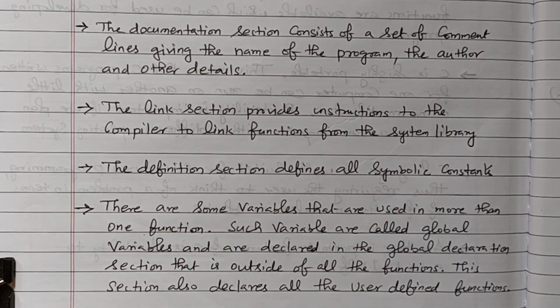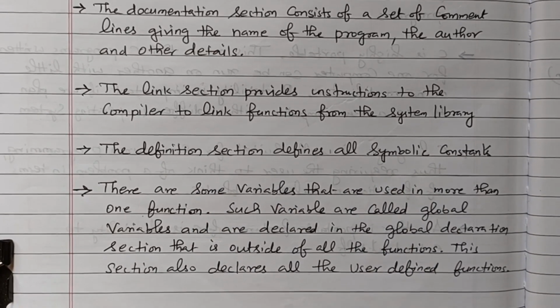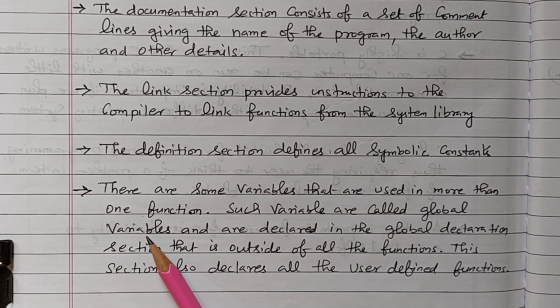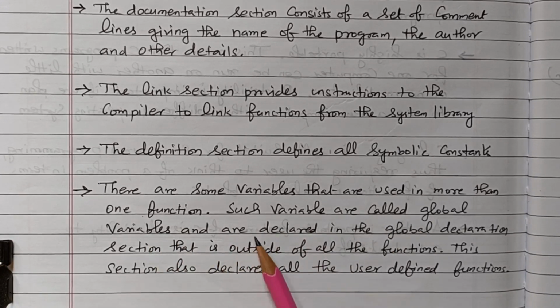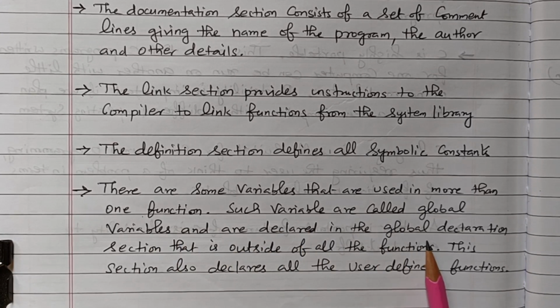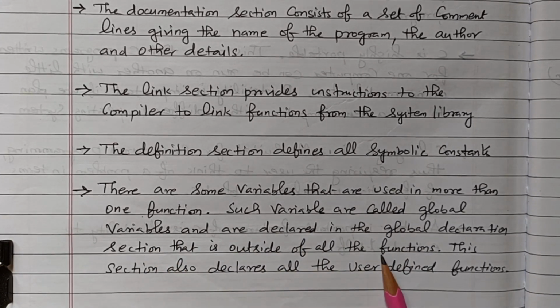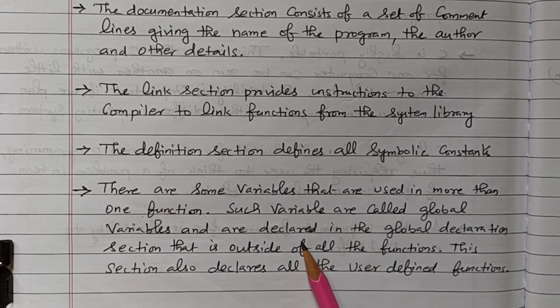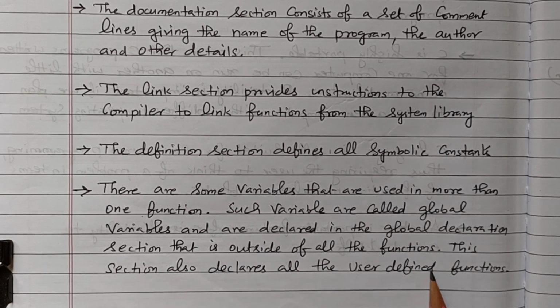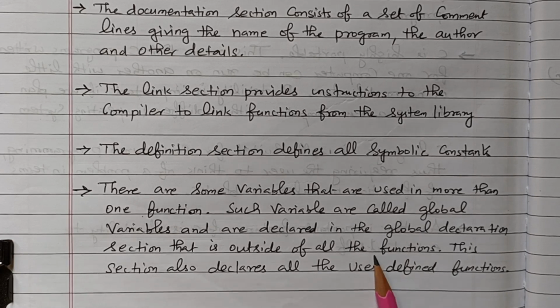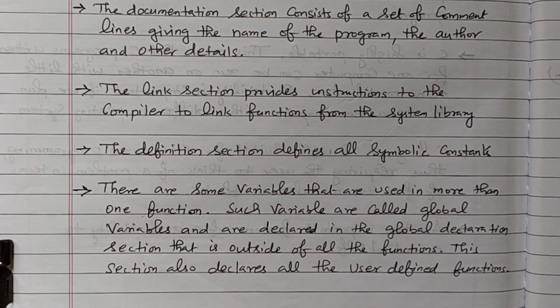Then there are some variables that are used in more than one function. Such variables are called global variables, and they are declared in the global declaration section, that is, outside all the functions. That means this variable is common to the main program as well as the subprogram. This section also declares the user defined functions. Some of the user defined functions we can define before the main program. I will go to the next section.